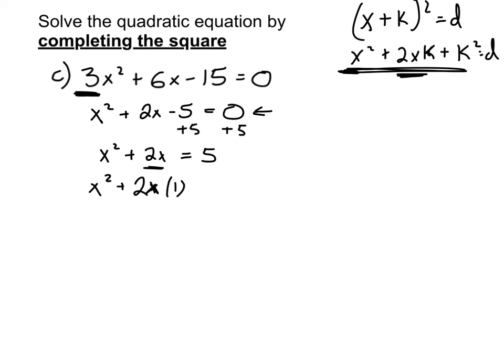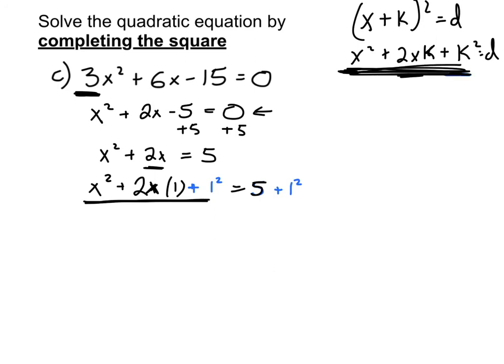And then I have this plus k squared over on that side. So I'm going to go ahead and say plus k squared, 1 squared. That equals, now if I added 1 to the one side, I have to add it to the other. Okay, so there's the 5, and then I'm going to add on that plus 1 squared. Alright, so then this now is the complete square, looks just like it did over here.